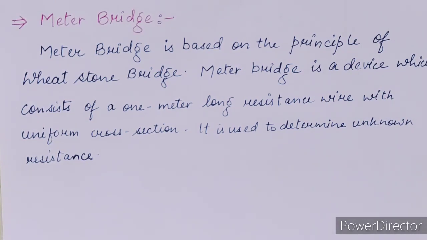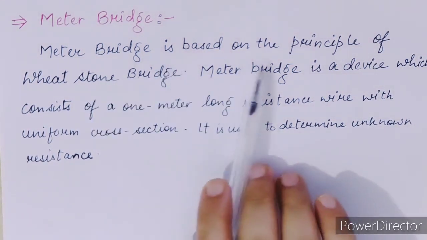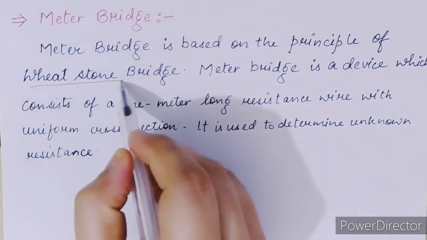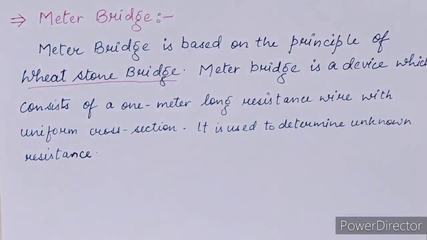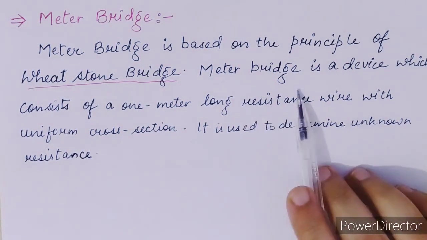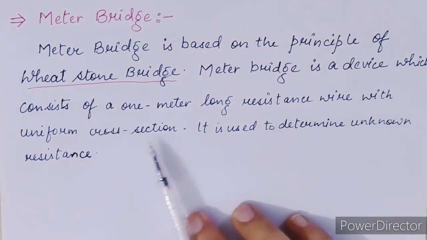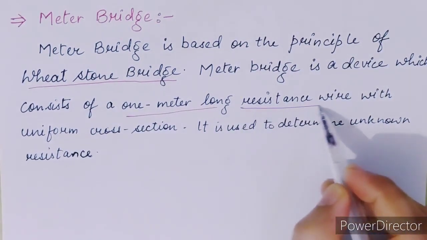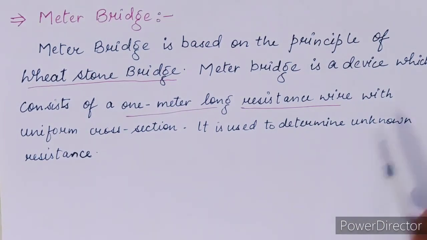Meter bridge is based on the principle of the Wheatstone Bridge. On which principle is the meter bridge based? The Wheatstone Bridge. A meter bridge is a device which consists of a 1 meter long resistance wire with uniform cross-section area.